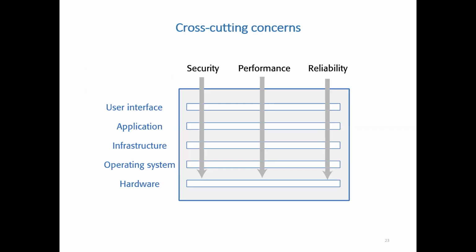Now notice these vertical arrows going straight down. Each of these arrows represents a vertical subsystem, basically a feature or component that spans across all layers. So if you think about something like a login module, it might include UI elements, application logic, calls to infrastructure, interactions with the OS, and maybe even some device level checks.